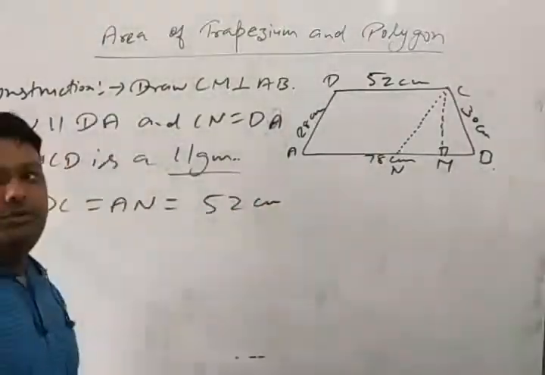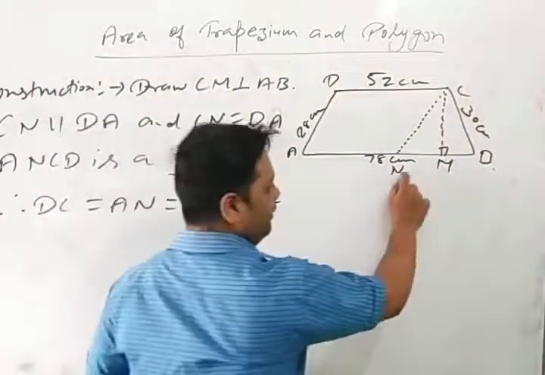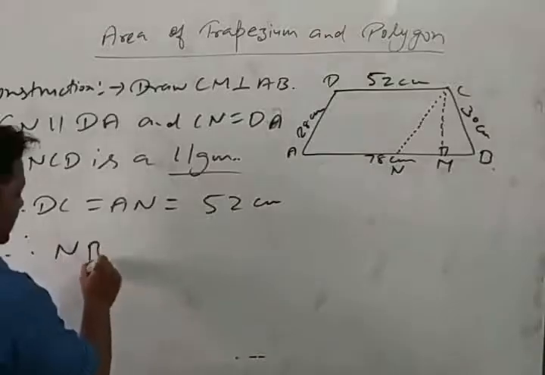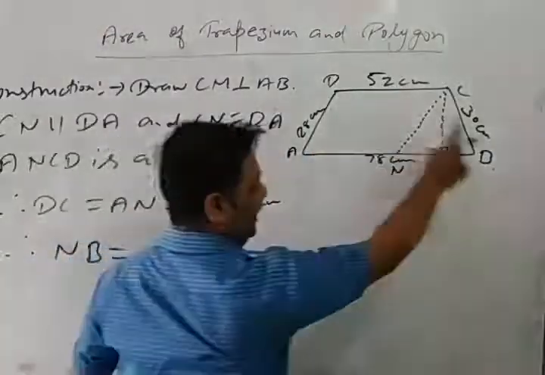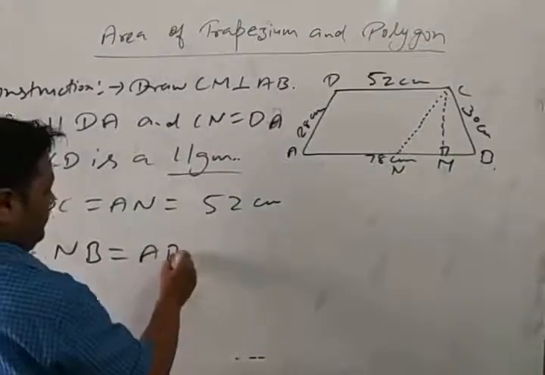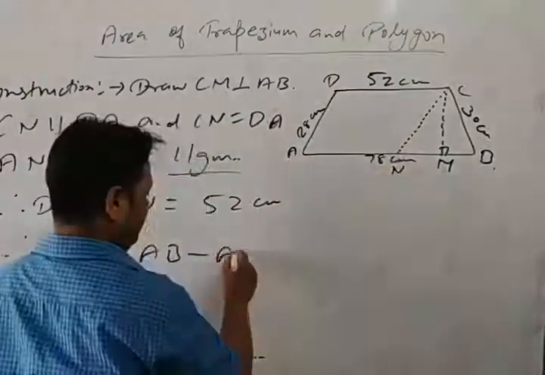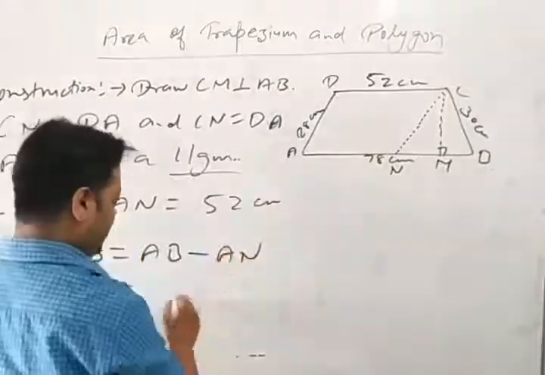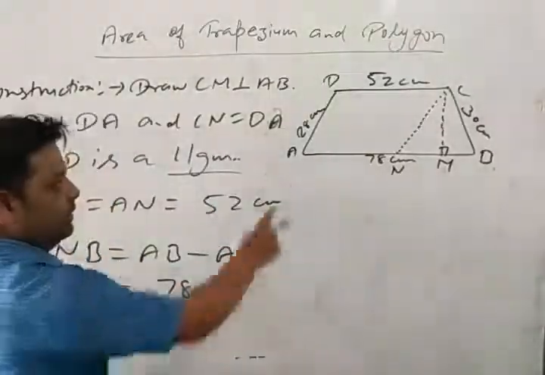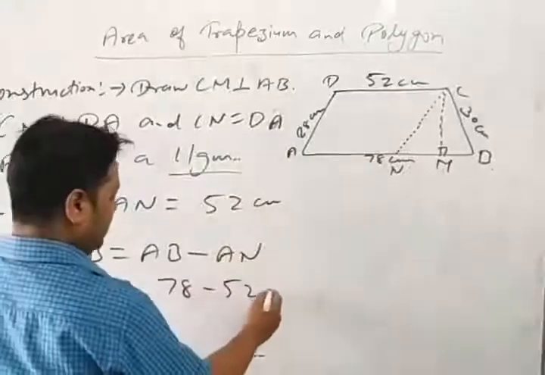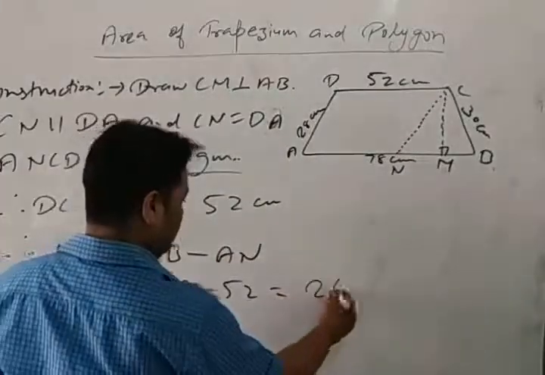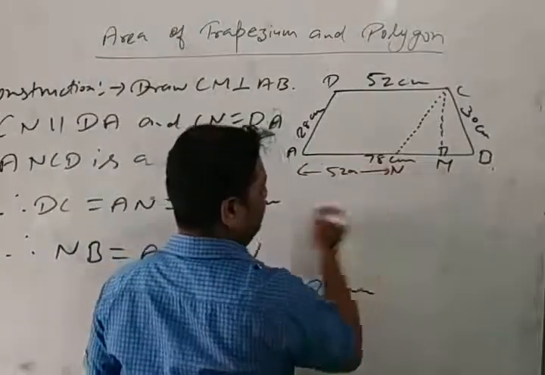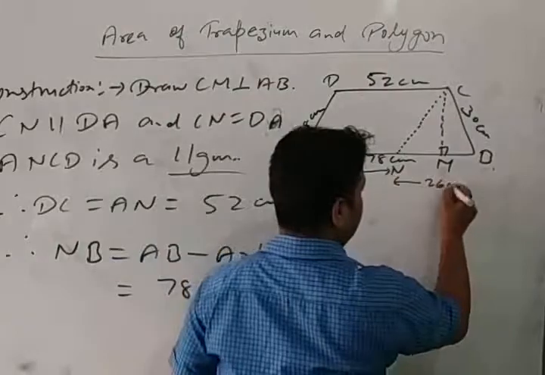Okay, now AN is 52 centimeter. Then what will be the value of NB? We can find the value of NB, and NB will be AB minus AN. The value of AB is given as 78 centimeter and AN is 52 centimeter, so it will be 26 centimeter. It means like this we can write here 52 centimeter, and now NB is 26 centimeter.